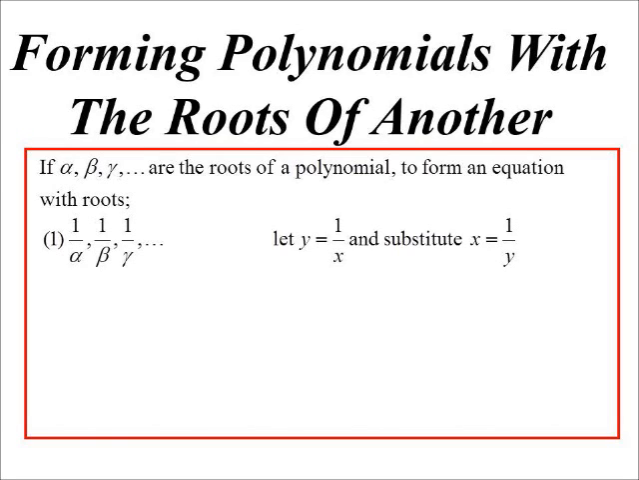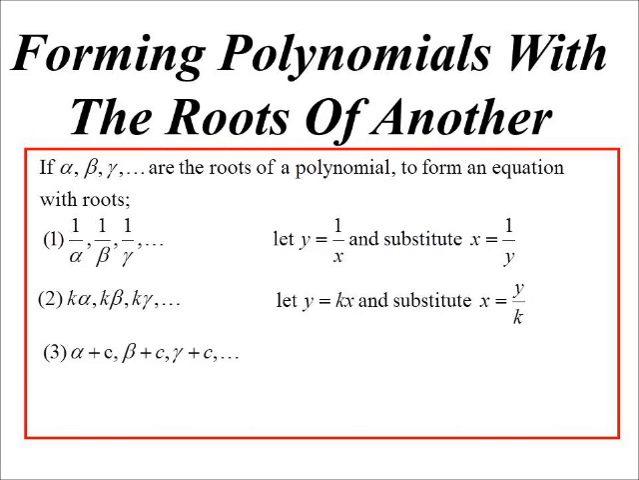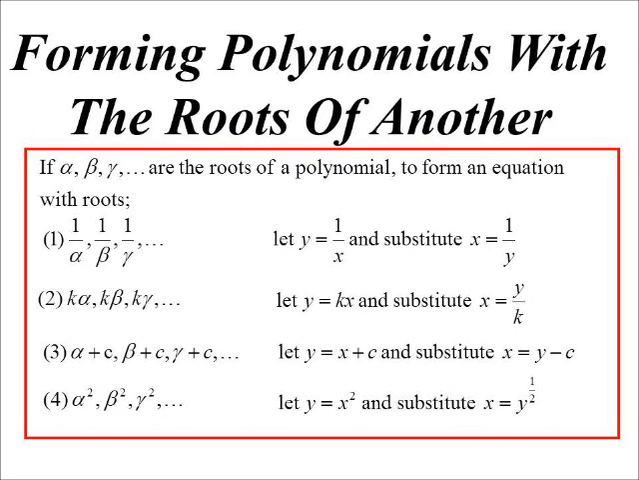But of course, you might have to rearrange it so it satisfies all the rules of the polynomial, because it can't have negative indices and things like that. So if it was some constant times alpha, some constant times beta, then I'd let y equal some constant times x. Again, rearrange x. If it was some constant alpha plus the constant, beta plus the constant, then I'd make y equal x plus the constant. Again, rearrange it. Alpha squared, beta squared, gamma squared. Well, then I'll let y equal x squared. And then rearrange your x as y to the half and so on. So that's the basic idea.